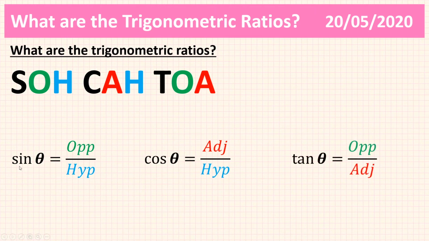So if I on my calculator typed in sine of an angle, I'd get an answer, and then if I did the opposite divided by the hypotenuse, I'd get the exact same answer. Similarly, if I did cos of an angle and then I did the adjacent divided by the hypotenuse, those two answers would be the same. So applying the ratio of cos to the angle would give me the same value as dividing the adjacent by the hypotenuse. Tan of the angle would give me the same answer as doing the opposite divided by the adjacent. So let's have a look at this in action.